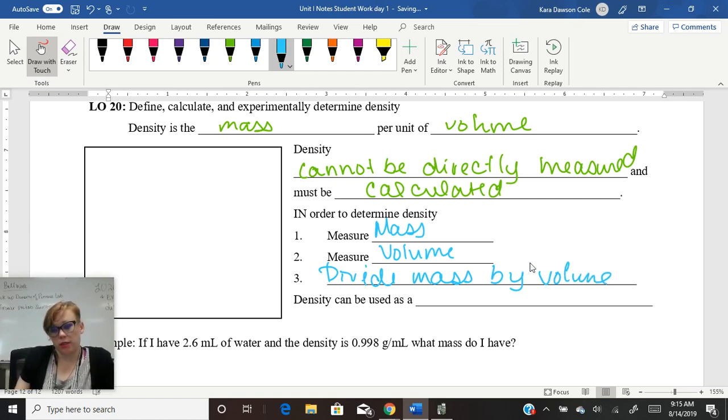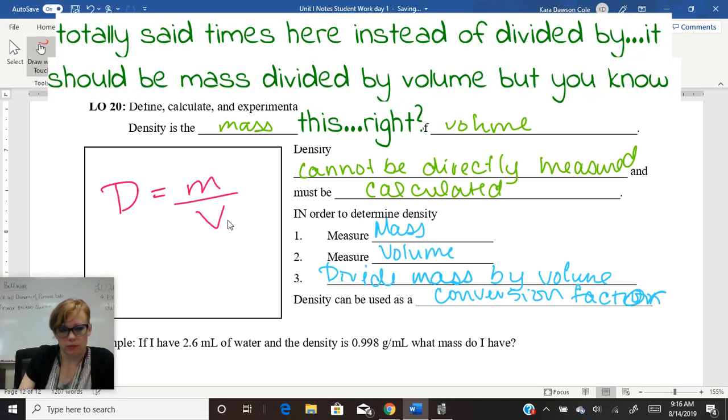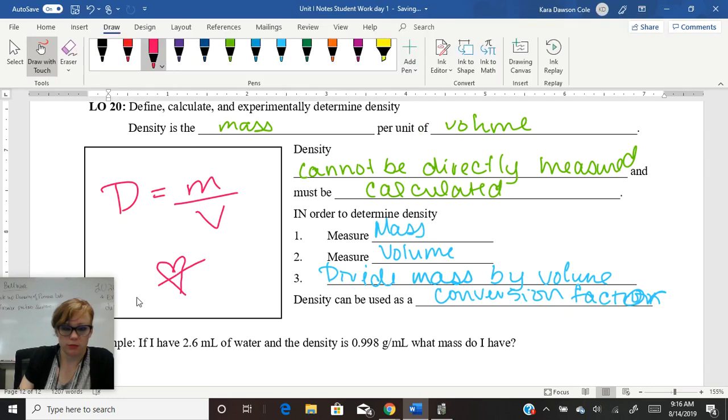Density can also be used as a conversion factor, because it's a fraction. So the formula for density is density is equal to mass over volume. So you can also do it as a heart, mass over volume equals density. So it's an easy way to kind of figure that out.